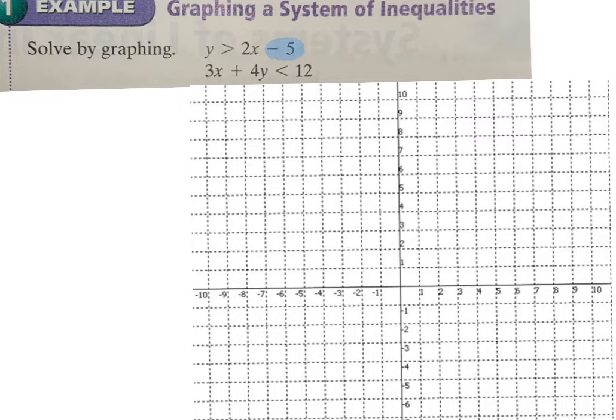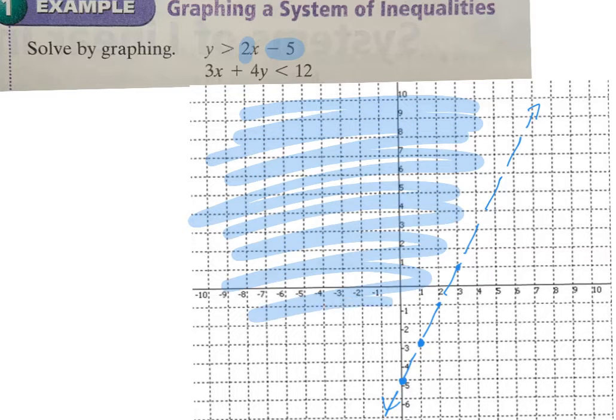I'm going to start at my -5. And I'm going to walk up from there using my 2/1 slope. So up 2 and over 1. Now, this is greater than. It is not greater than or equal to. So I need to make a dashed line here for this particular one. A dashed line. And since it's greater than, I'm going to look at my y-axis and I'm going to shade everything above it.